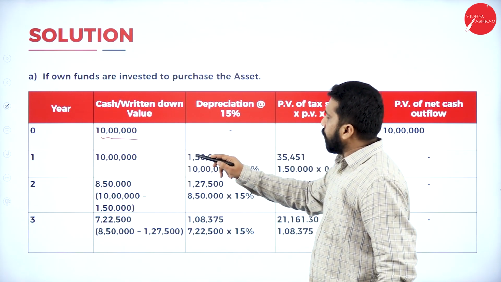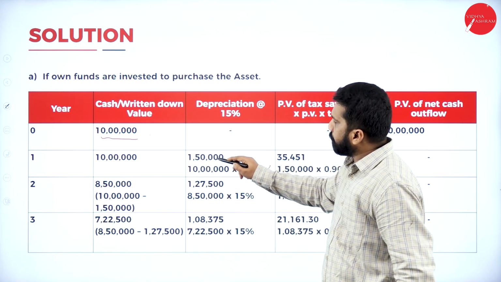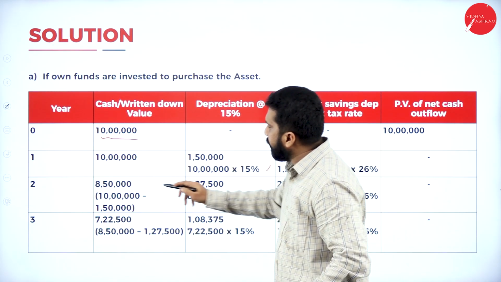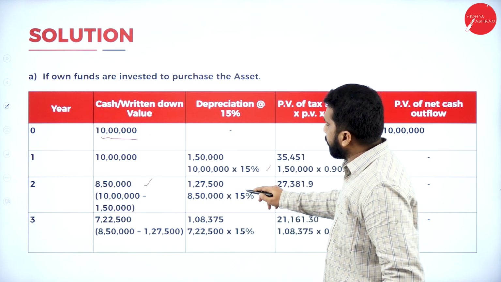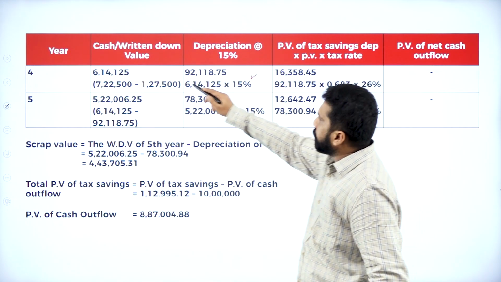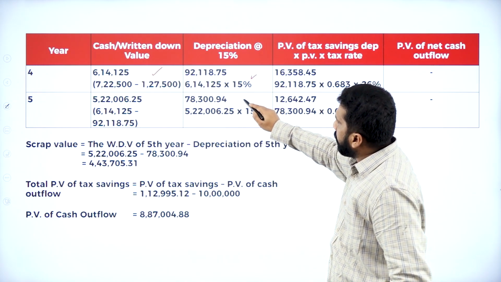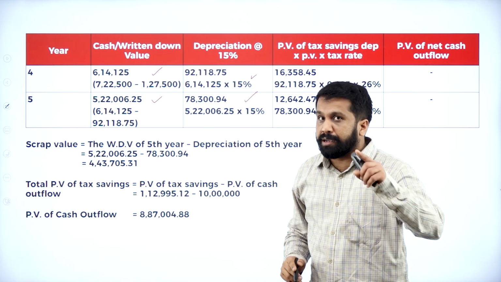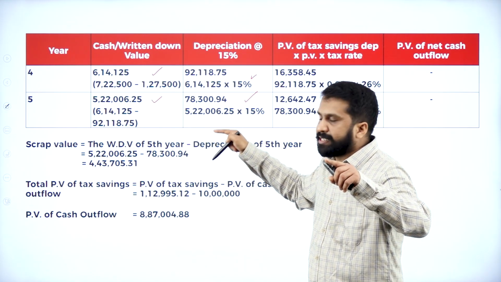Now, 10 lakh, on that you calculate depreciation, it will become 1 lakh 50. 10 lakh minus 1 lakh 50, it will be 8 lakh 50. Minus your depreciation, 7 lakh 22. Minus your depreciation, 6 lakh 14. Minus your depreciation, 5 lakh 22. Hope you are clear. Remember, I have not done 6th year here.